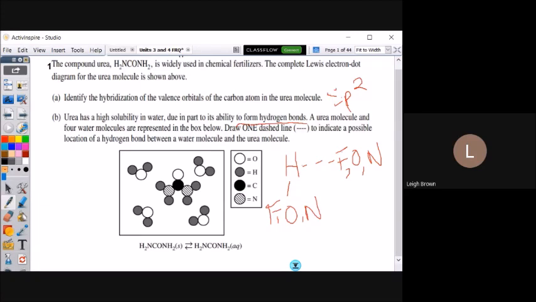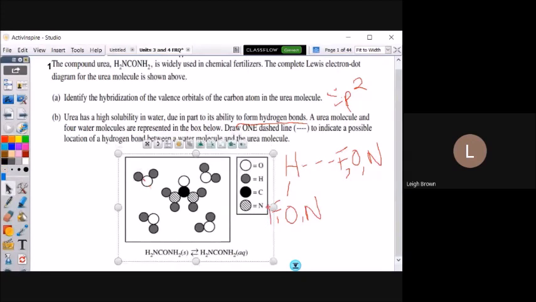So what we're asked here is to draw one dashed line, just one, to indicate a possible location of a hydrogen bond between a water molecule and the urea molecule. Okay, there's lots of options here. I think when I first looked at this, the first place I came up with one is between this right here, between those two. And again, this is, okay, so there we go, there's one.